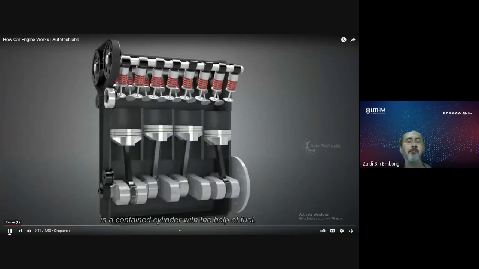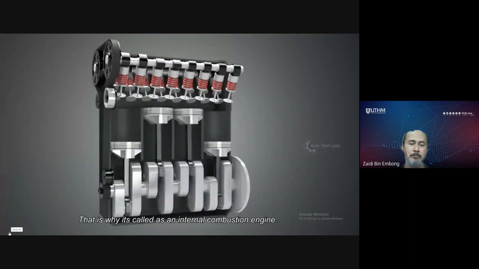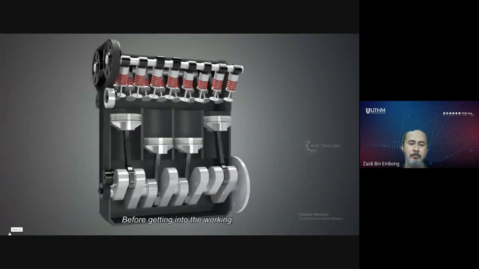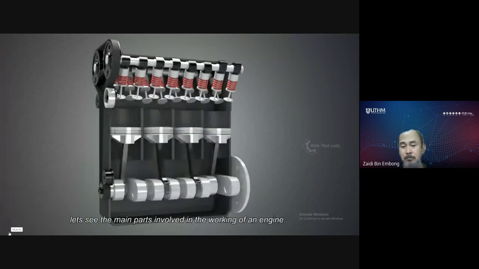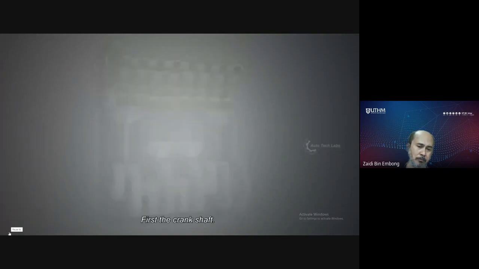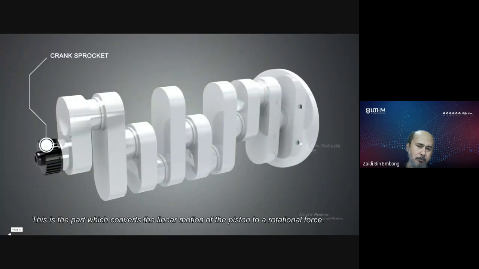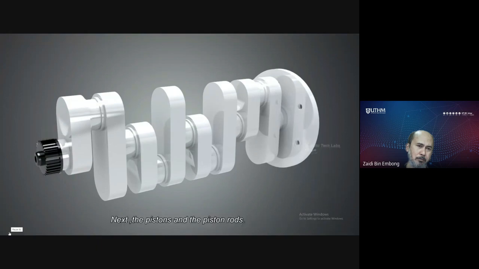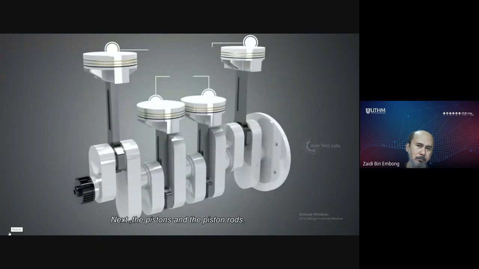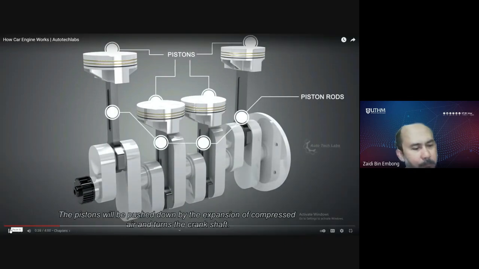Cylinder with the help of fuel. That is why it's called an internal combustion engine. Before getting into the working, let's see the main parts involved in the working of an engine. First, the crankshaft. This is the part which converts the linear motion of the piston to a rotational force. Next, the pistons and the piston rods. The pistons will be pushed down by the expansion of compressed.